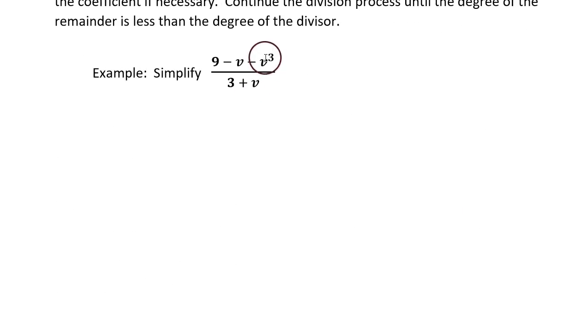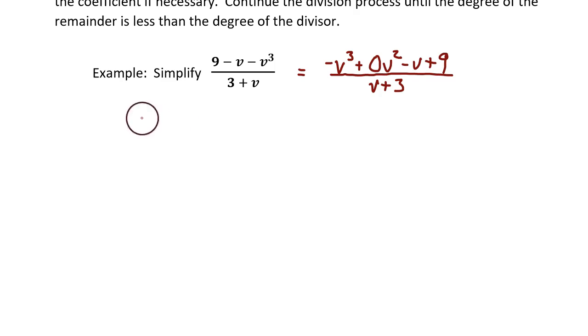Let's try another example. 9 minus v cubed divided by 3 plus v. Remember what we just discussed. You have to write the polynomials in order of descending degree. So the negative v cubed first, then the v squared term. There isn't one, so you need a placeholder. Then the v term, then the constant. The same for your divisor. The v term first, then the constant.